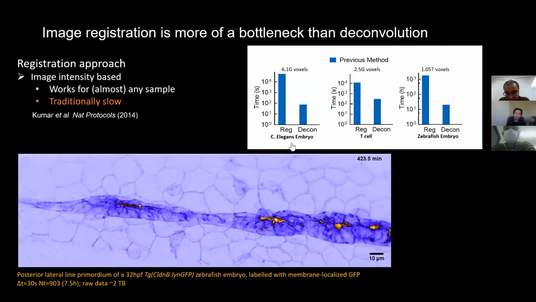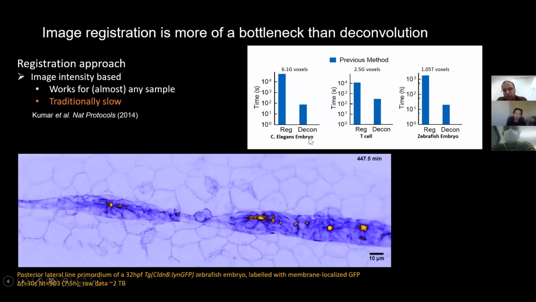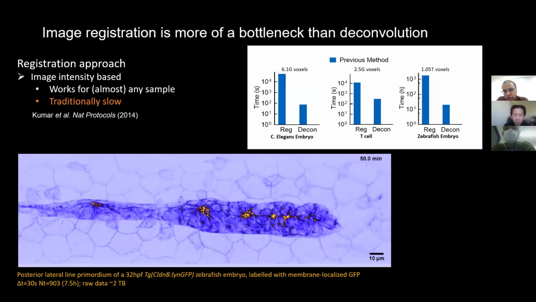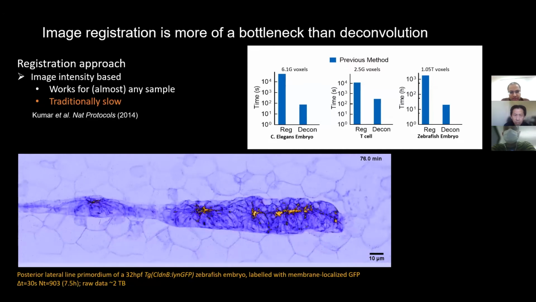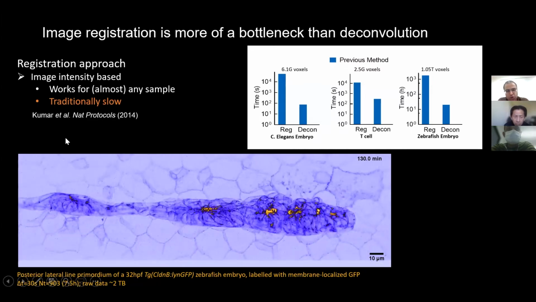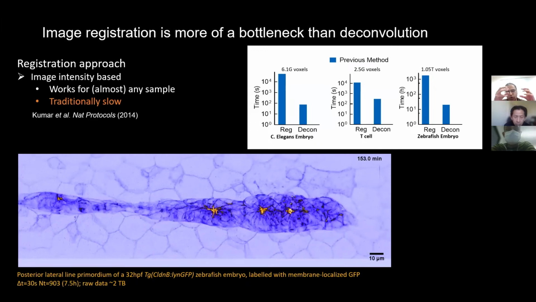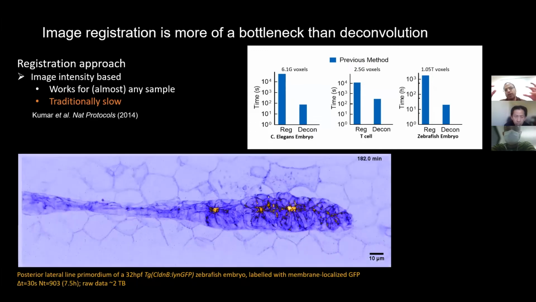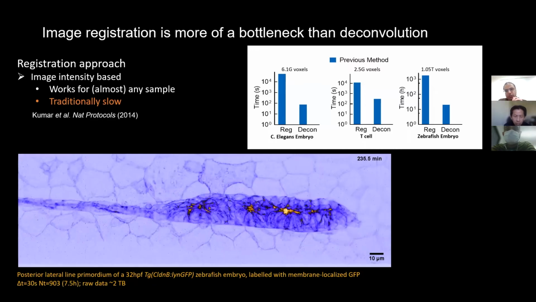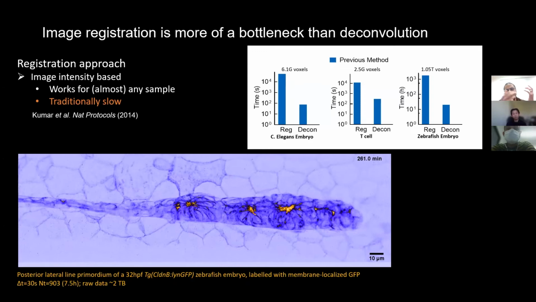Well, if you look at the C. elegans embryo or the T cell data set that I just showed you, you can see from these graphs, it takes a lot more time to register the data than to deconvolve. And if you look at even larger data sets, in this example here of a posterior lateral line primordium, this is a group of cells that is migrating in the living zebrafish embryo that actually forms neurons. This is a 2 terabyte data set. A couple of teravoxel data set.